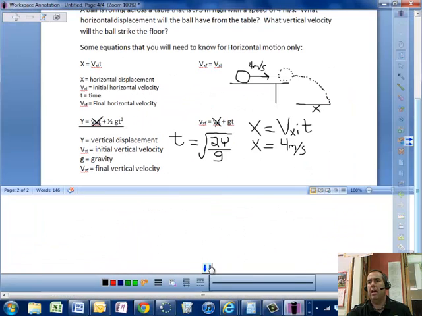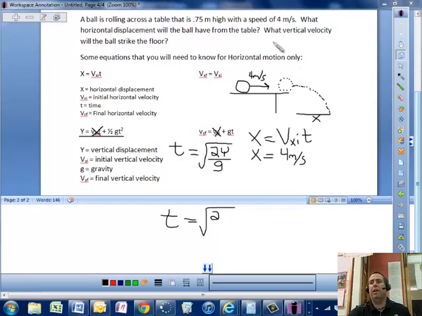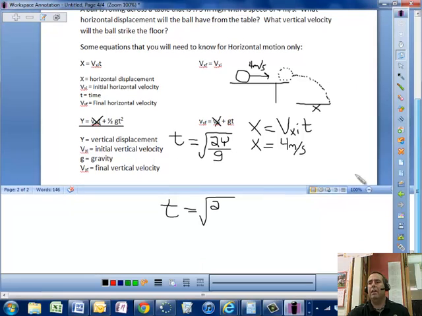Time is going to be equal to the square root of 2, and it says up here that the height of my table is 0.75 meters. Now, one thing I want you to think about, gravity is a negative 9.81 meters per second squared. To get my math to work out, I have to say, well, the ball's going to fall, and it's going to fall negative 0.75 meters. We're going to divide that by gravity, negative 9.81.